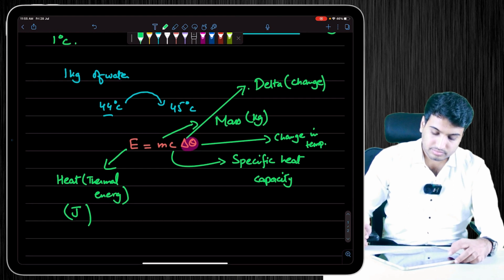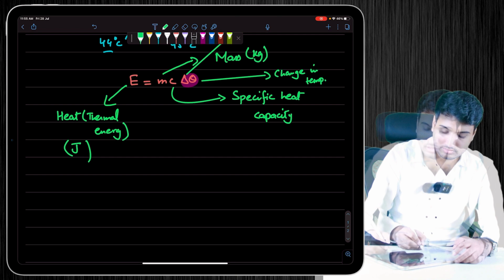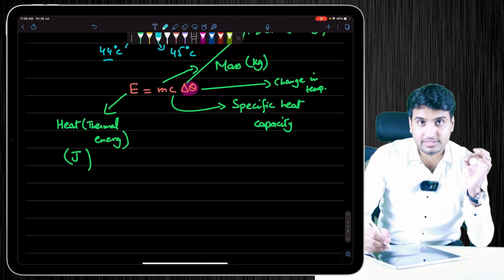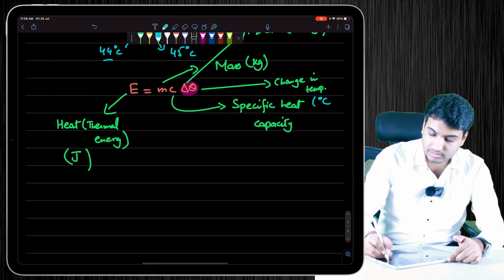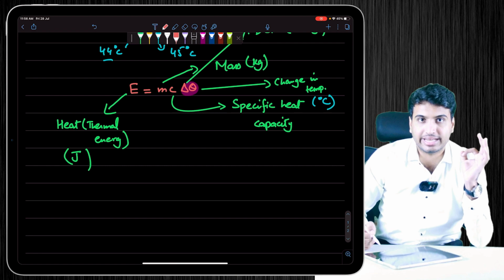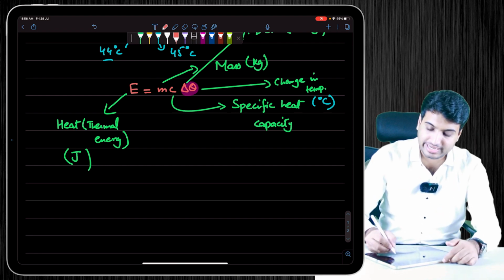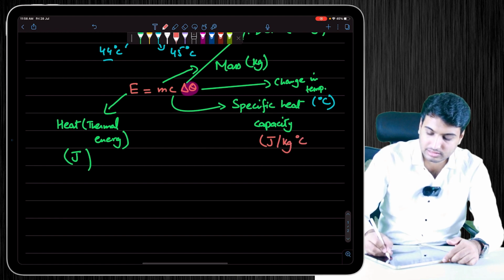Alright. Okay. So the change in temperature is measured in degree Celsius, whereas the SI unit for specific heat capacity is joule per kg per degree Celsius.